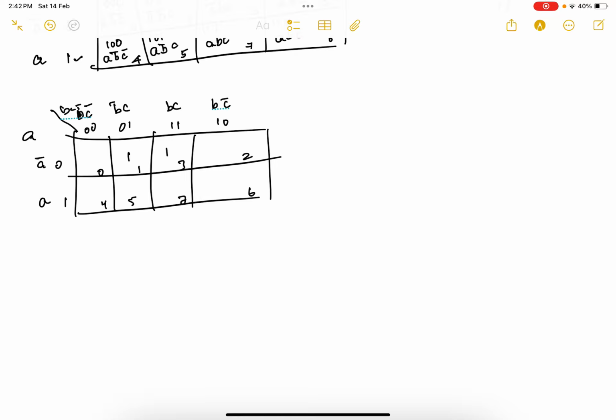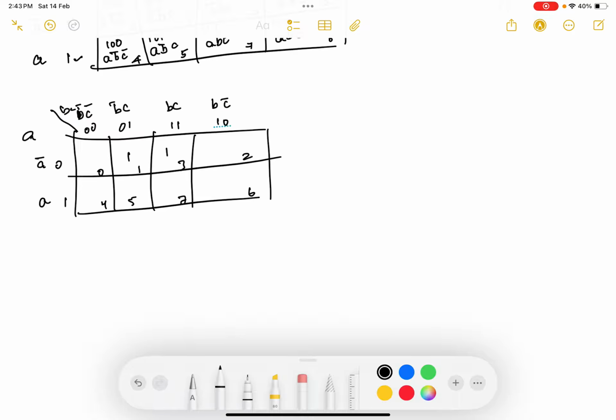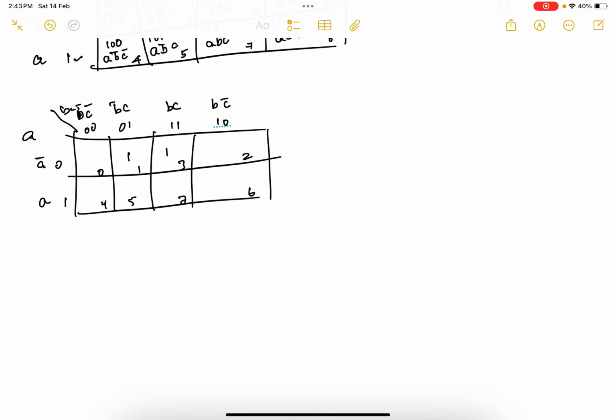Now if I have 1 and 1, I will use another color, then it will be very clear for us. So 1 and 1 means this will be one pair. For this pair, what is the first thing? A bar.